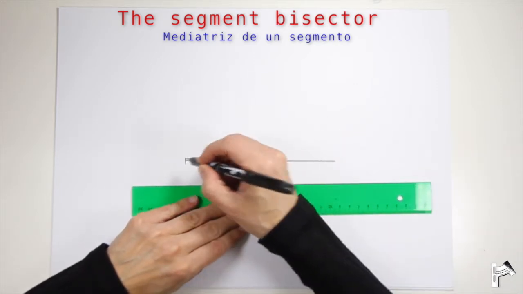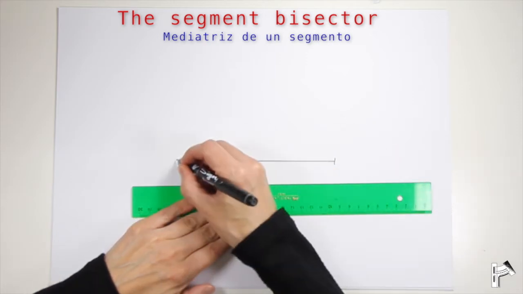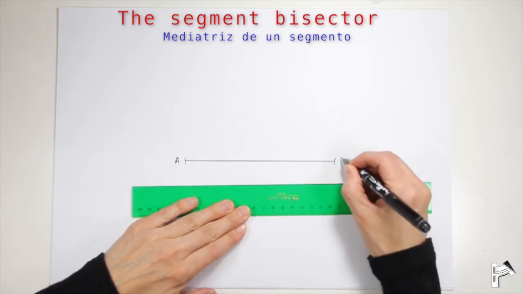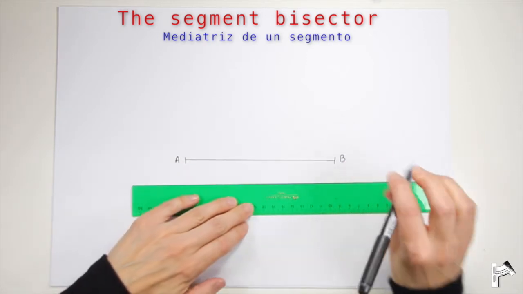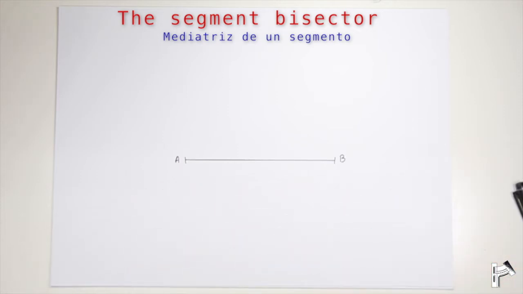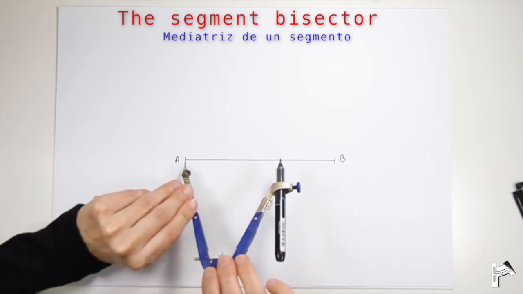Given the segment AB, we will place our compass on point A and set it to a length that is greater than half the length of the segment. We will then draw two arcs, one above and one below the segment.